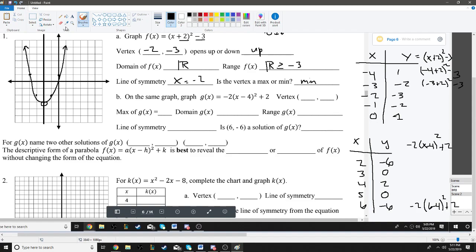Okay, so let's plot it on the same graph. So we have 4 comma 2. 1, 2, 3, 4 comma 2. We have 3 comma 0 and 5 comma 0 and 2 comma negative 1, 2, 3, 4, 5, 6, and same thing on the other side. Alright, connect them all to make your graph.